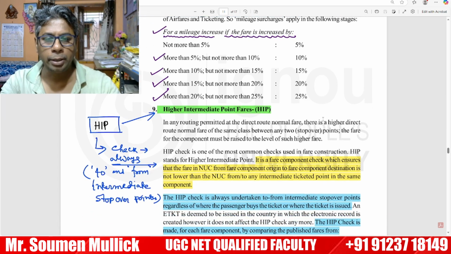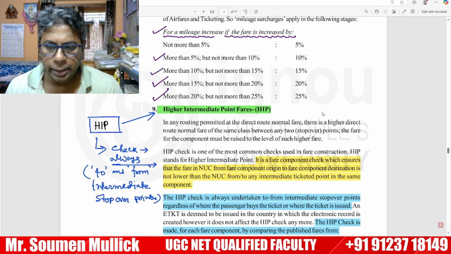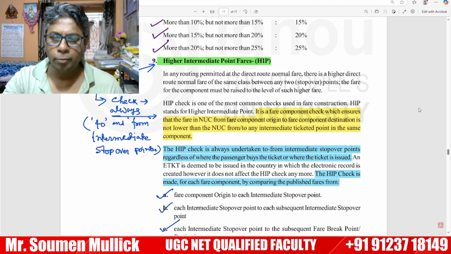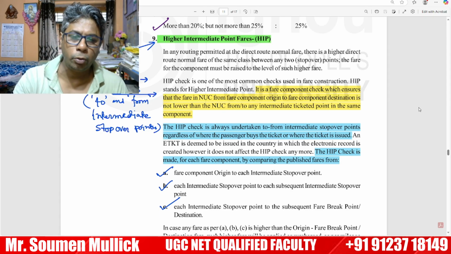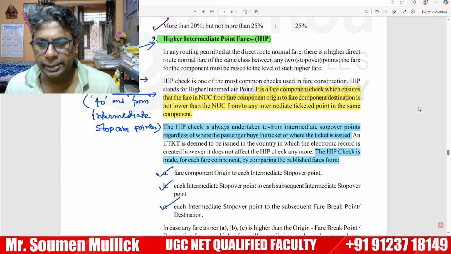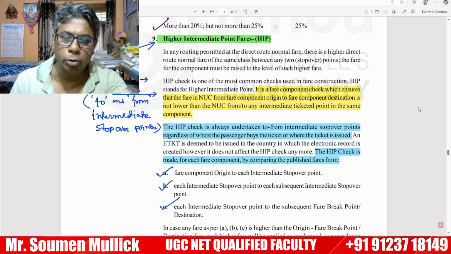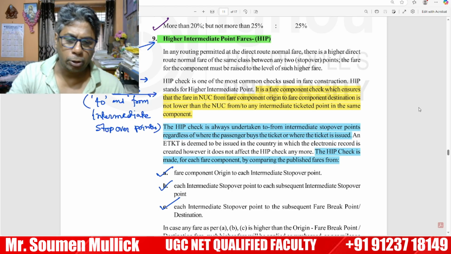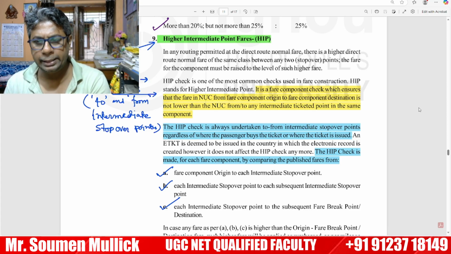Next important point, higher intermediate point fare, that is called HIP. It is a fare component check to ensure that the fare in NUC, neutral unit construction, from fare component origin to fare component destination is not lower than NUC for any intermediate ticket point in the same component. The HIP check is always undertaken to intermediate stopover point, regardless where the passenger buys the ticket, whether the ticket is issued.